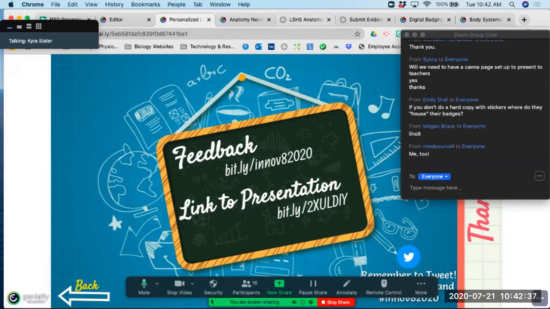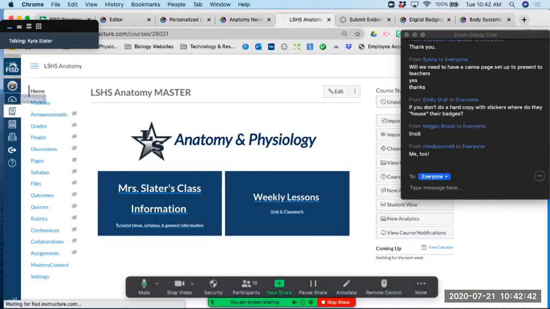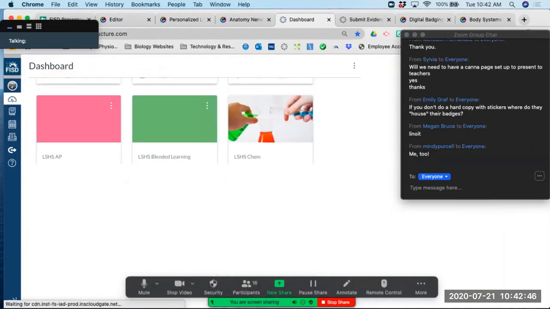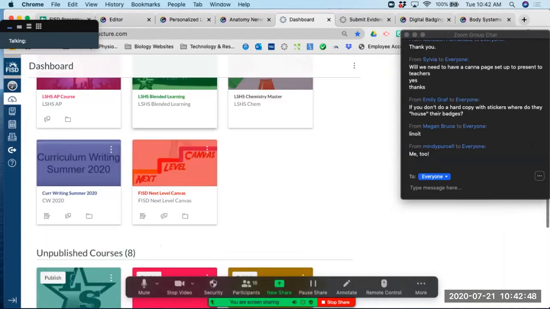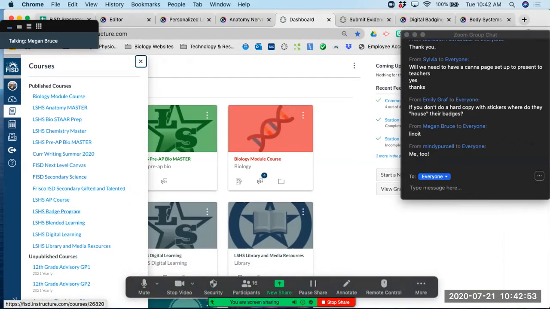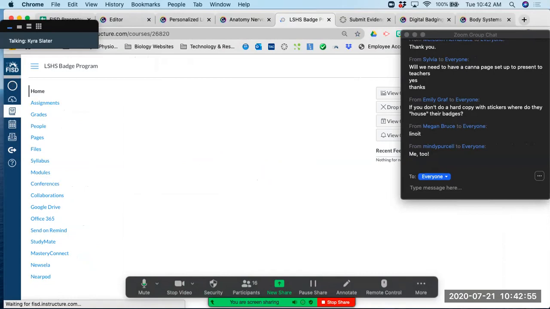Do you want me to show them what the Lone Star looks like for the badge program? Yeah. I think I saw it there somewhere. But there we go. I need to go to the side.